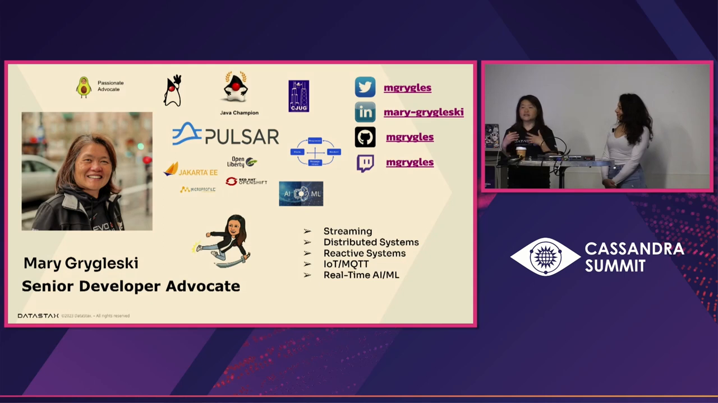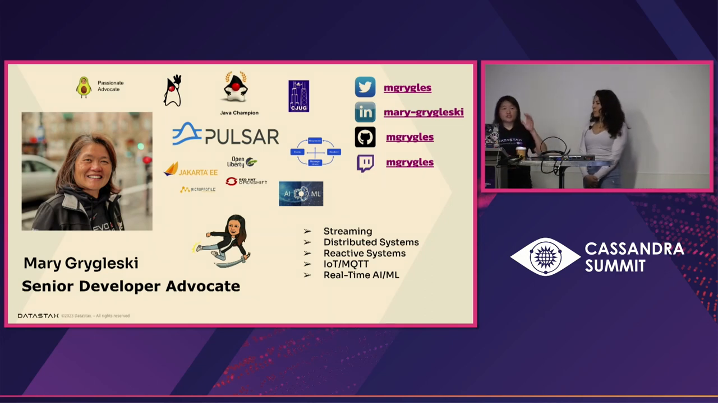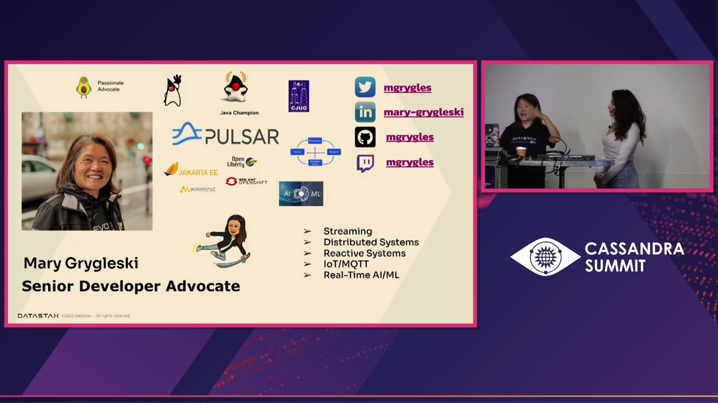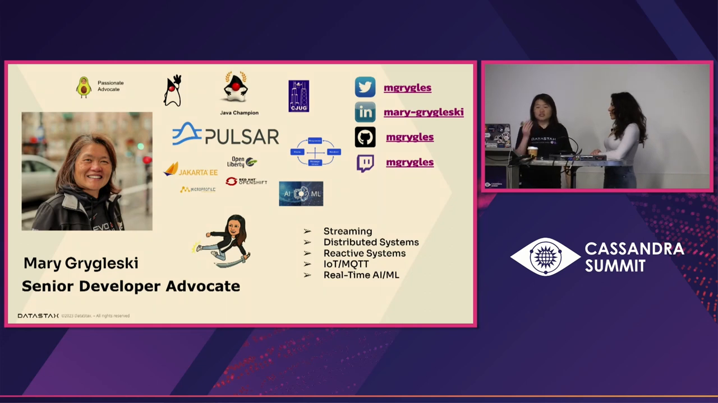Prior to this, I was doing event streaming and reactive systems at IBM, also advocacy in the Java space. So that's about me. We'll share our contact information towards the end of this slideshow. My interests are really in streaming and distributed systems, and now moving into AI and machine learning, which I'm embracing now. That's what our company is all about these days.